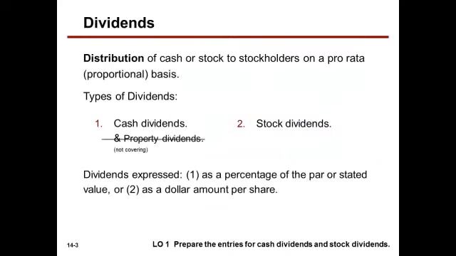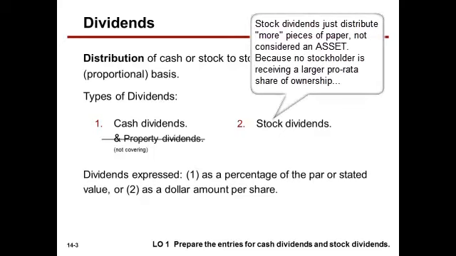So, dividends. Distributions of cash or stock to shareholders on a pro rata basis. Two types of dividends we'll be discussing, cash dividends and stock dividends. There is an item called property dividends, but they're very infrequent, and I'll not be covering it in this course. Cash dividends are normally expressed in terms of dollars per share, like a 5-cent cash dividend per share. Stock dividends are typically expressed as, we're going to give a 2% stock dividend. That is, 2% of the outstanding shares will be additionally distributed to existing shareholders.